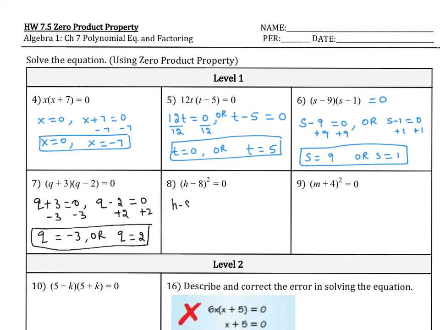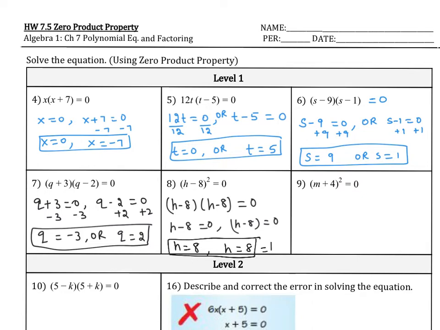In this case, you have a square on the top. It means you have two factors of the same type. Either you can put them equal to 0 one by one, or you just know that when you put the square equal to 0 and you take a square root on both sides, h minus 8 equals 0, that gives you h equals 8. So only one value, that is h equals 8.